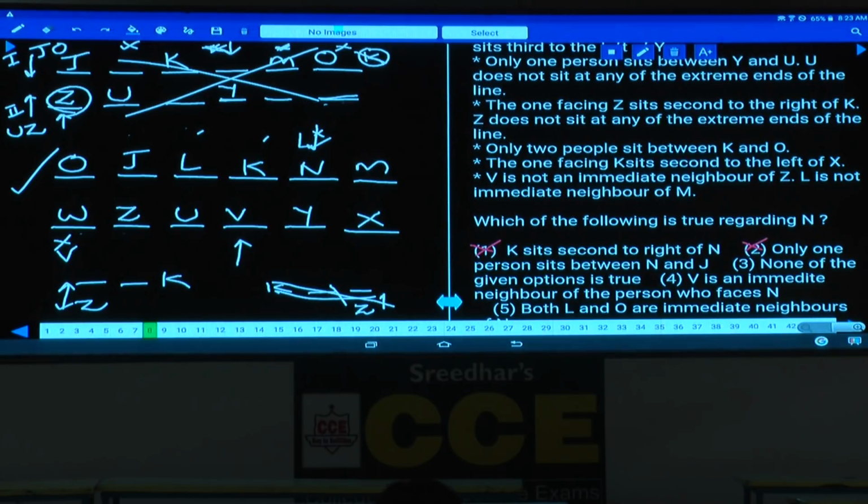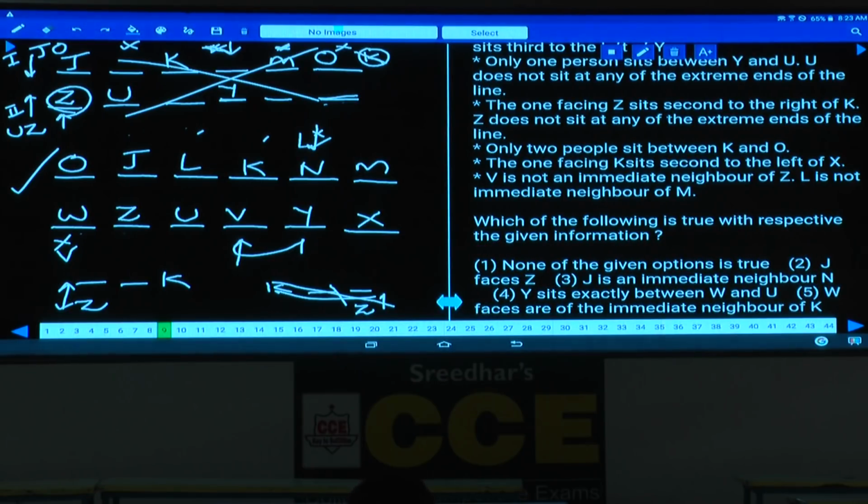And choice 4: V is an immediate neighbor of the person who faces N. Who faces N? Now, Y is facing N, and V is an immediate neighbor of Y. That is definitely true. Hence, V is an immediate neighbor of the person who faces N is true. Done? Hence question number 8, choice 4.